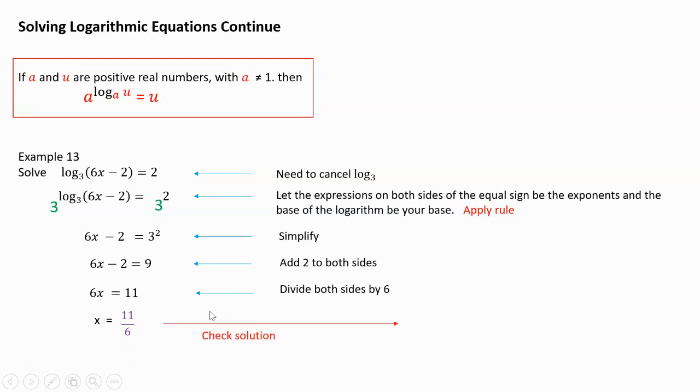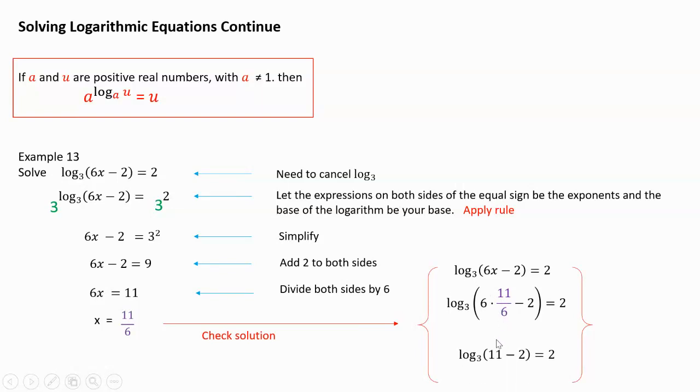Now again, we can always check our work, so let's check it. This is example number 13, and the answer was 11 over 6. So I'm going to plug it in for the x. If you plug in 11 over 6 for the x, the 6's are going to cancel. So we're going to have log base 3 of 11 minus 2. Now 11 minus 2 is equal to 9. Now log base 3 of 9 is equal to 2.